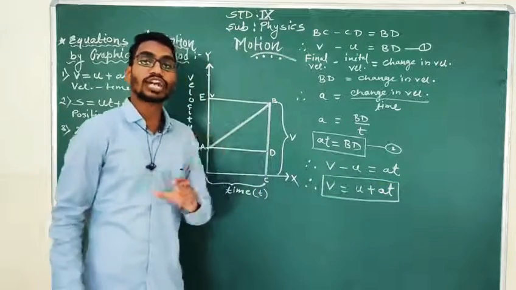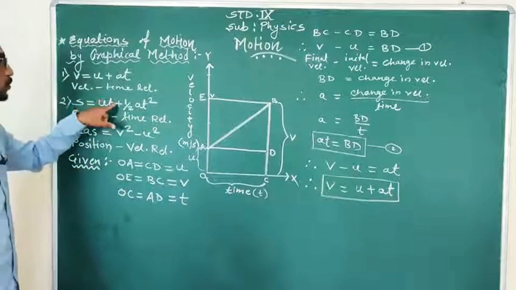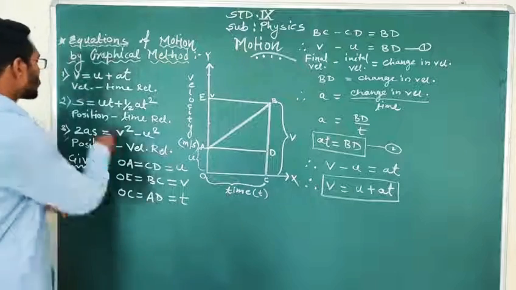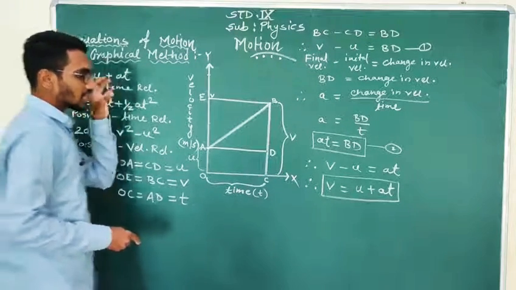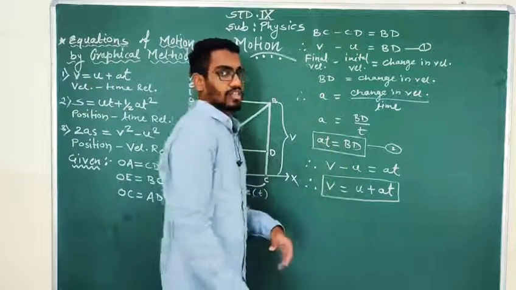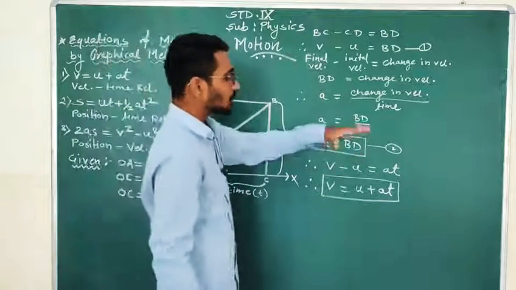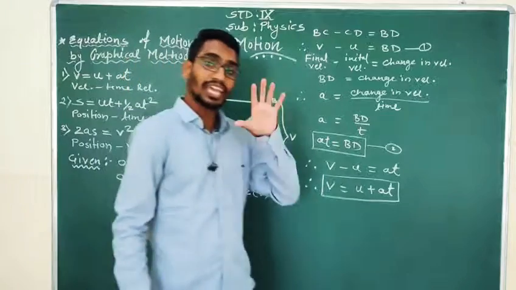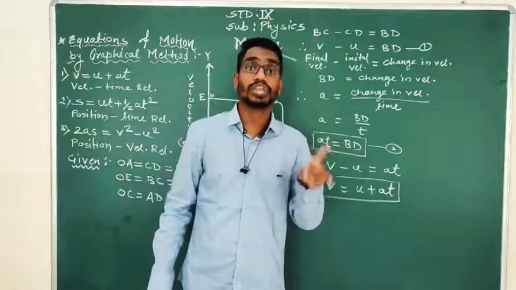Now we start with the second equation of motion, that is s is equals to ut plus half at square. When we start with this derivation, it requires the term bd is equals to at. इस पर्टिकुलर इक्वेशन को डिराइव करने के लिए हमें इस पर्टिकुलर टर्म की जरूरत पड़ेगी, that bd is equals to at. So in exams only one particular equation is there to derive.